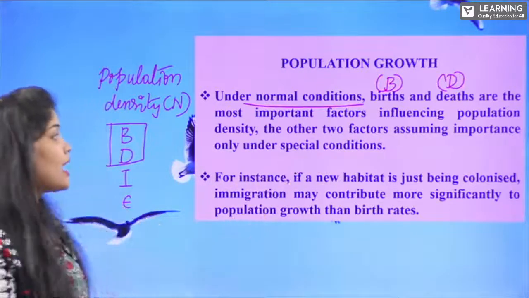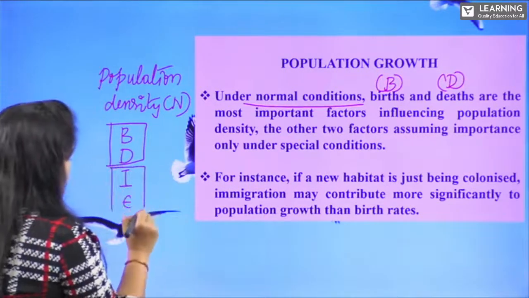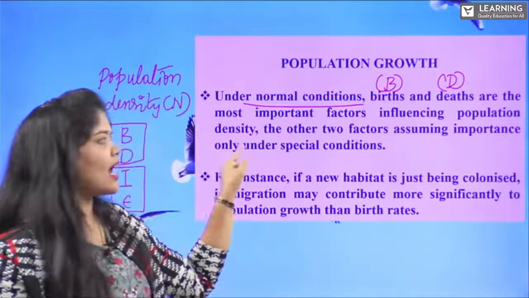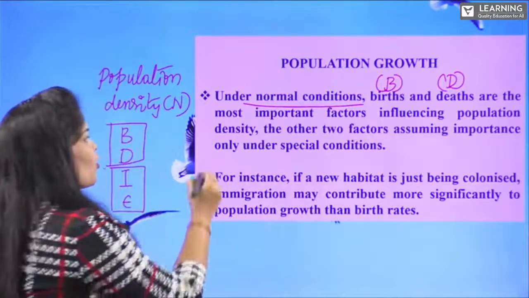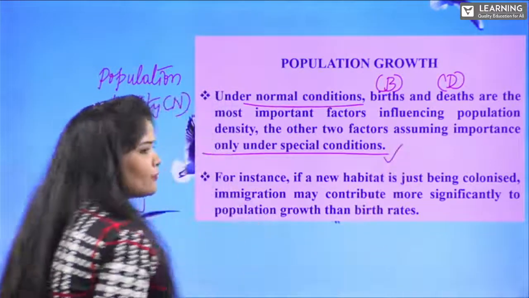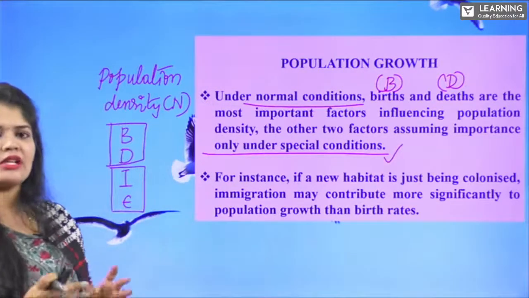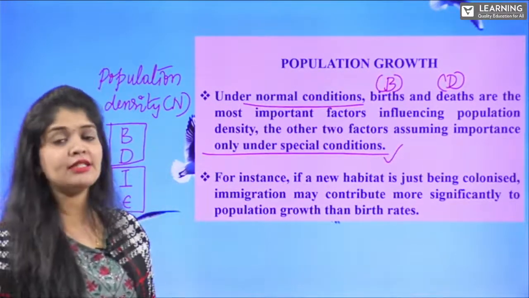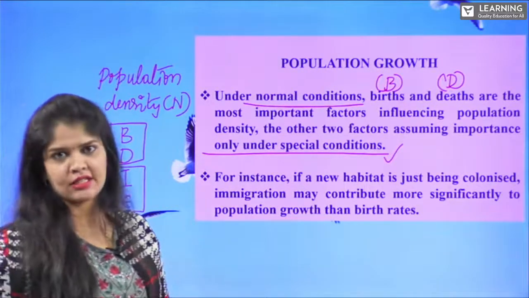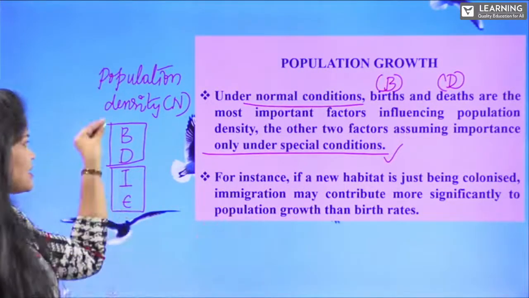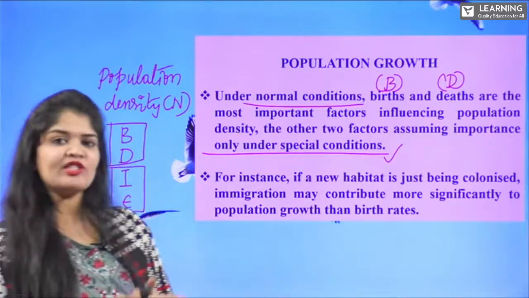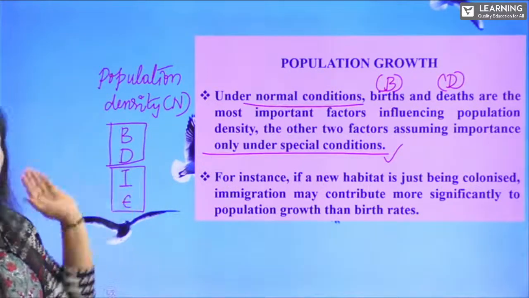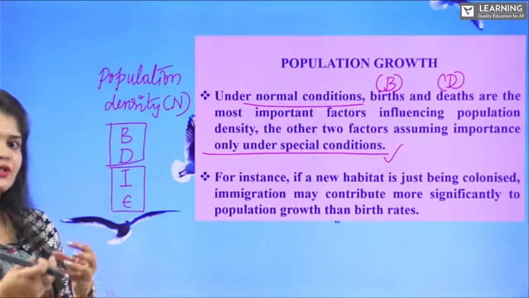What are the other factors? The other two factors assume importance only under special conditions. If you consider normal conditions, to see how the population size or the population density is going to change, then you have to take only two processes under consideration, that are births and deaths, natality and mortality. Under very special conditions only, you take another two factors. What are the two factors? Immigration, emigration.